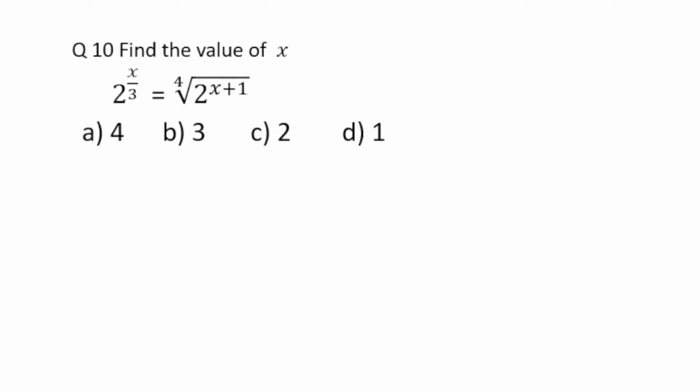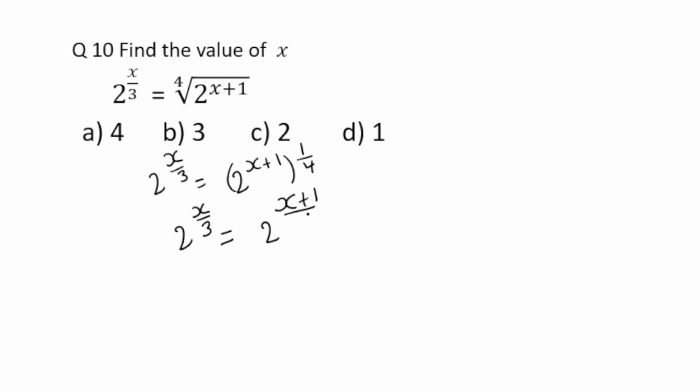Now move to question number 10. We have to find the value of x. 2 to the power x over 3 equals the 4th root of 2 to the power x plus 1. This 4th root is the 1/4 power of 2 to the power x plus 1. 2 to the power x over 3 equals 2 to the power x plus 1, to the power 1/4. Now we have to use the power of exponent property. That means the powers are multiplied. x plus 1 over 4.